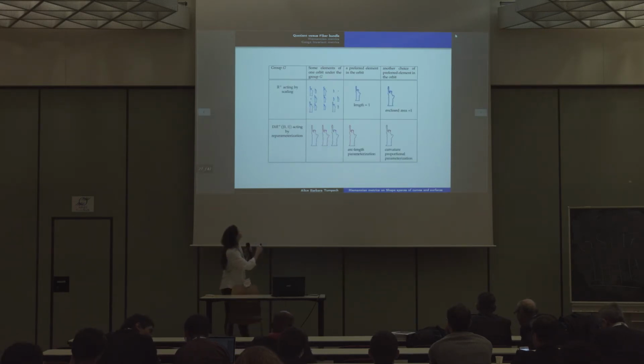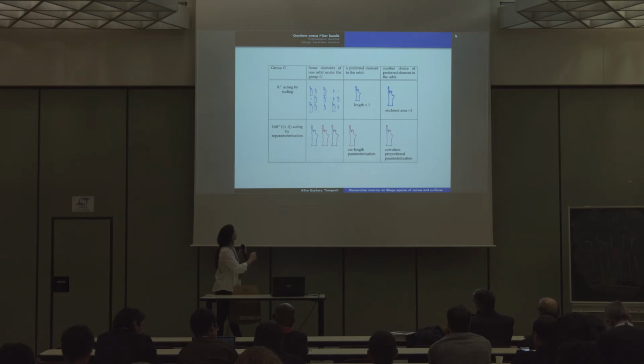Another group, the scaling group. So here are elements of the orbits of the scaling group. You just scale your shape. But you can have a preferred element in this orbit which is of length 1, or you can have a preferred element in this orbit which is the element with enclosed area equal to 1. So this gives you two different sections of the same fiber bundle.